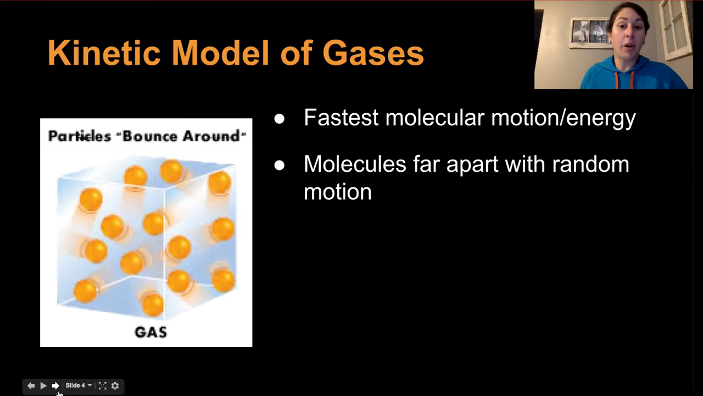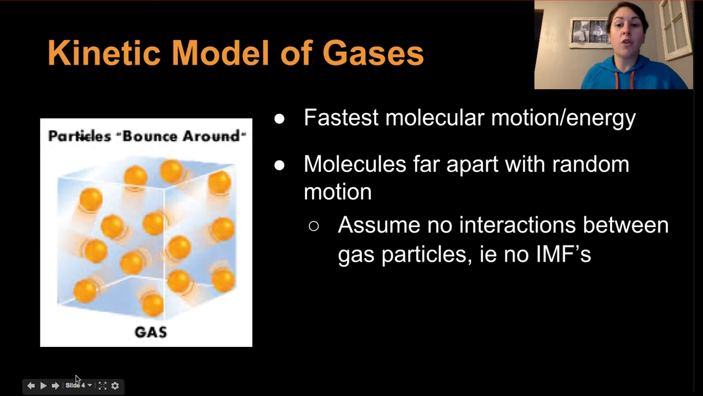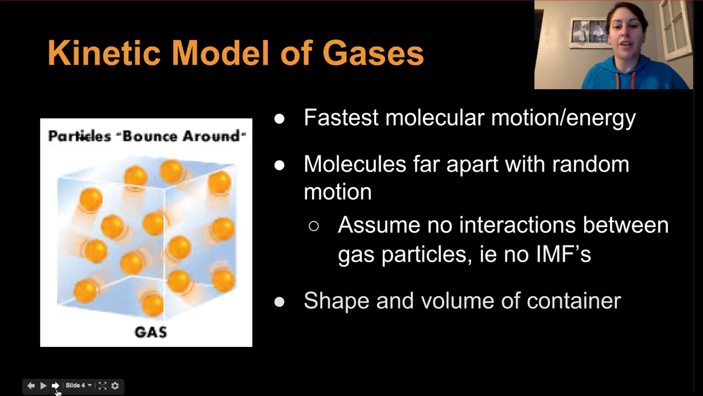Molecules are far apart and they have random motion, and we make a big assumption with these, that there are no intermolecular forces of attraction between these particles. Okay, that's what we call an ideal gas. We'll talk about that a little more later. But we say that these things really aren't interacting with one another. They're just going crazy in the box. They're kind of like a mosh pit, and nobody's really paying attention to anybody else. So that's the dance style that we have here.